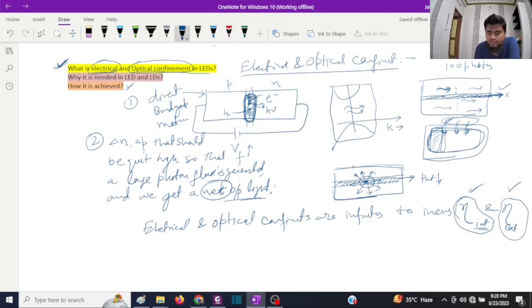It should not go on the other side of the material. Okay, so that is optical confinement. Why is it needed? Of course, to increase the quantum efficiency. Now, how is it achieved?